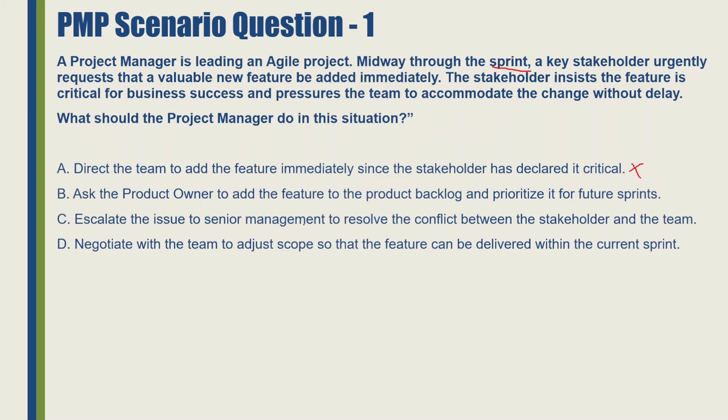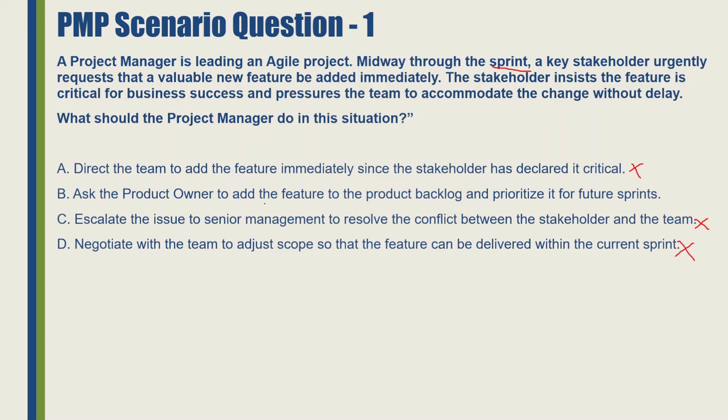Escalate the issue to senior management. So the moment you see the word escalate, as a project manager using the PMI and Agile mindset, we can easily eliminate this option. And negotiate with the team to adjust scope so that the feature can be delivered within the current sprint. As per the Agile mindset, we are not supposed to adjust or add new things to the current sprint. We should allow the current sprint to go in the same flow without any changes. So we can eliminate this option.